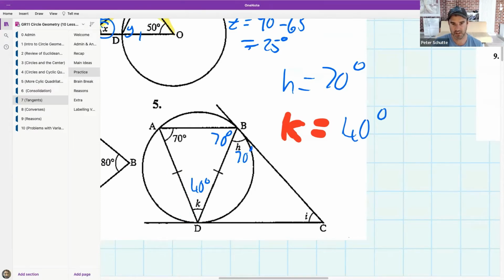Okay, now the last thing. I want to know what is the angle I down here hiding in the corner. I want you to think, what are the 3 facts about tangents that we've done today so far? And which one does this most look like? Does it look like chopsticks? Does it look like a windsurfer? Or does it look like a T?